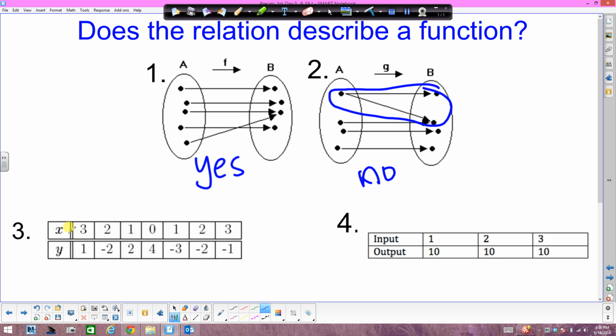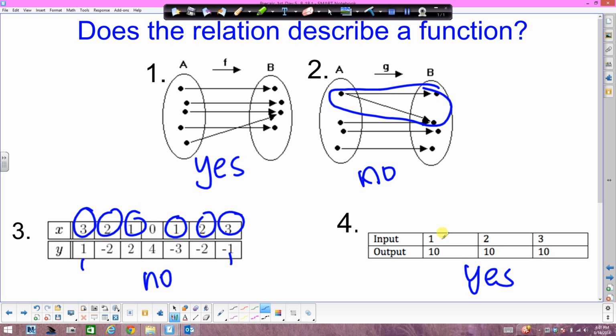And then 3, we've got these numbers. Well, we've got 3's repeated for x 2 times, and 2's repeated, and 1 is repeated, and they have different y's that they're paired with, so this is not a function. And then here we've got 3 different inputs. They're all going to the same output, which is okay, so this is a function. So remember, each input has to be paired with only one output. The same output could go to a different input, but each input has to have only one output.